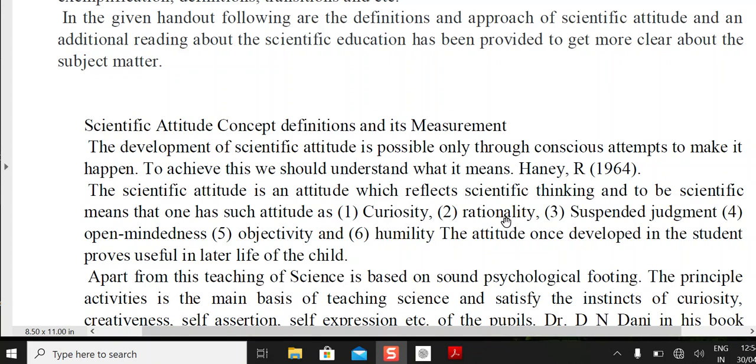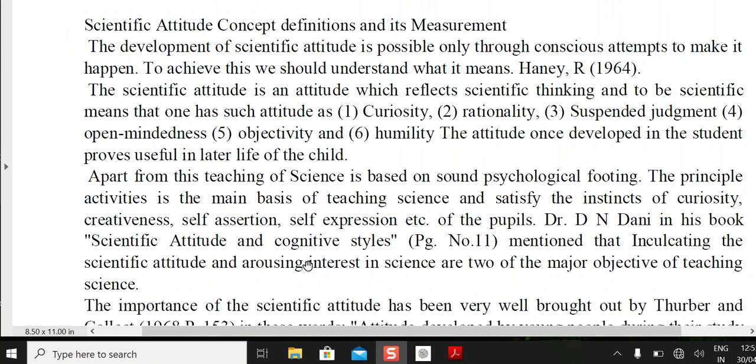Number two, rationality, that is, with reason, with cause and effect. Clear? With akal. Fine. And suspended judgment means judgment based on scientific research and scientific findings. Open mindedness, that a scientist is open minded to welcome all change and different theories, even though those theories may be against his creed or his already taught social norms. Clear? Objectivity, which means to look into things and express them as they are. Fine. These are the four or five points about scientific attitude.